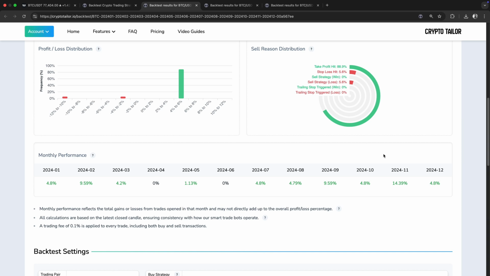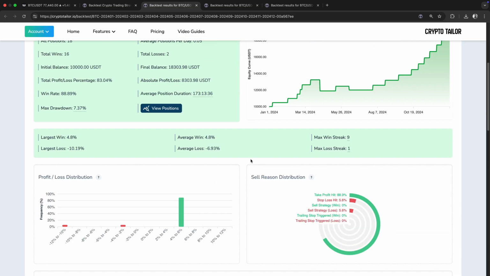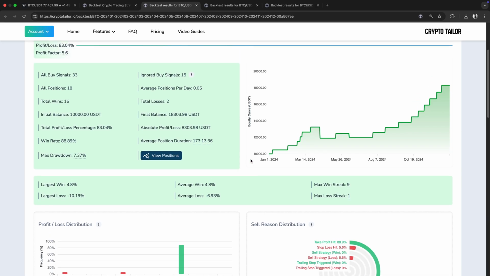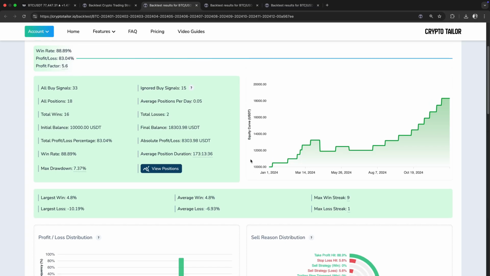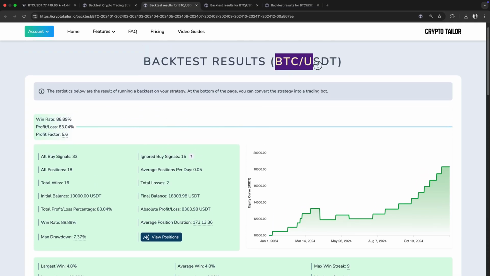Always run them across different market conditions to ensure the strategy is robust and not just tuned for a specific scenario. Also, keep in mind that a strategy that works well on Bitcoin might not perform the same way on other trading pairs like Ethereum. So be aware of that as well.